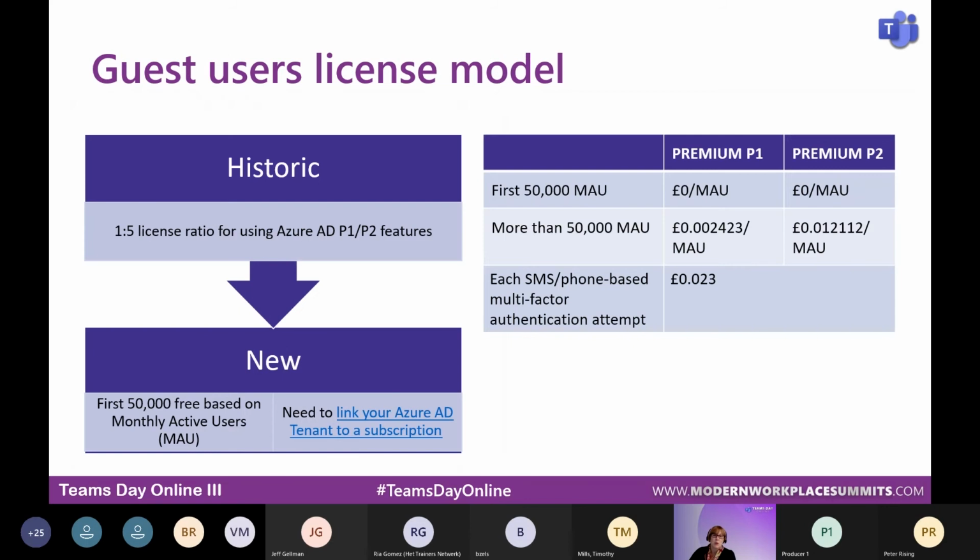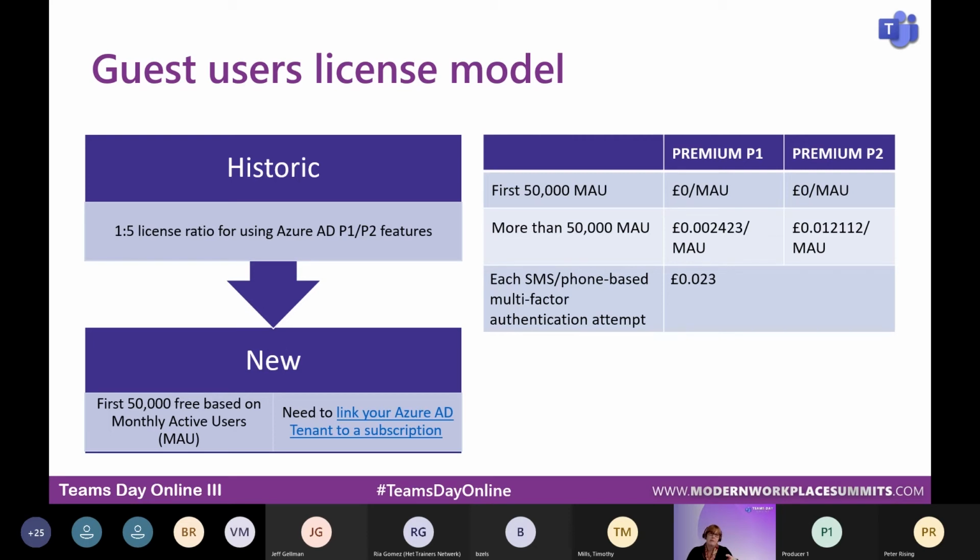One thing that's important to note is with guests, the licensing model has slightly changed. It used to be a rule that for every one user that you had a license for in Microsoft 365, you could invite 5 guest users. Well, that's recently changed. Basically the model now is the first 50,000 monthly active guest users. That means a guest coming in and signing in or interacting with Teams, something like that, are free. After that, you will need to pay.